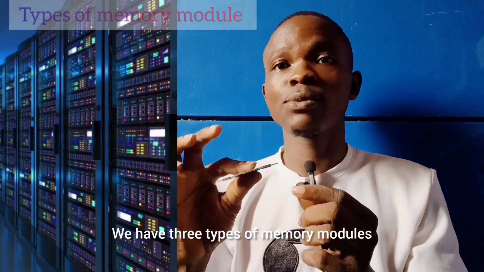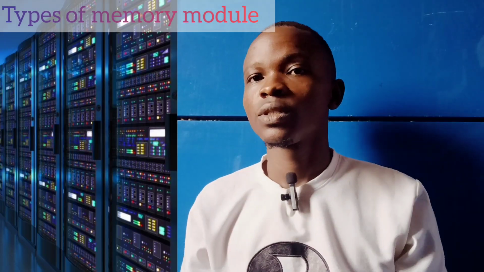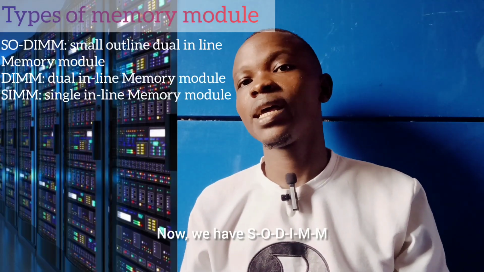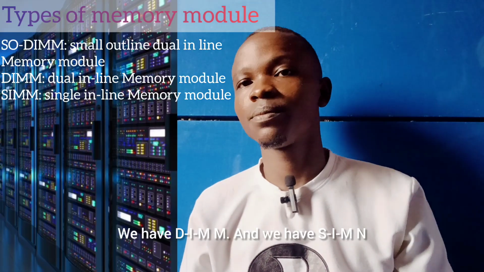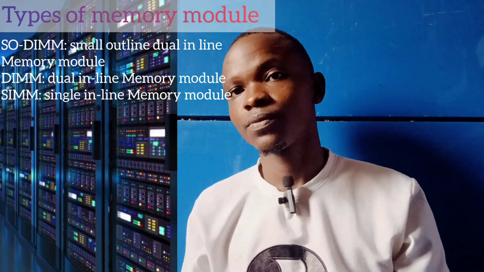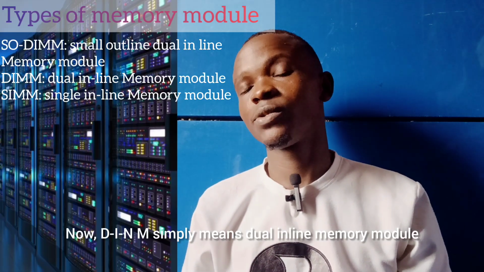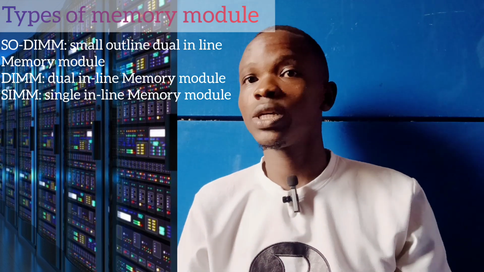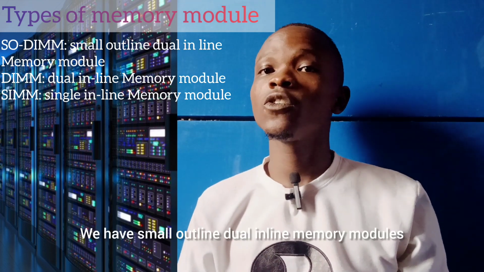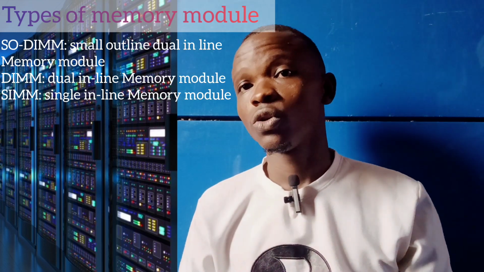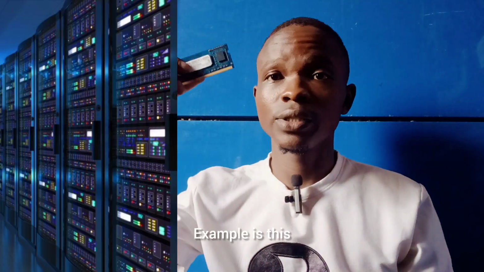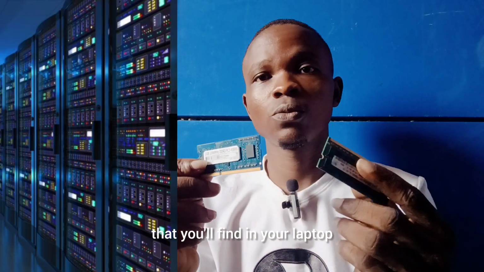We have three types of memory module. We have SODIMM, we have DIMM, and we have SIMM. Now DIMM simply means dual inline memory module. Those are the ones that you find in your desktop. We have small outline dual inline memory module. Those are the ones that you find in your laptop. Example is this that you find in your laptop.